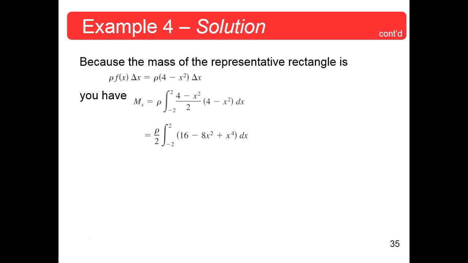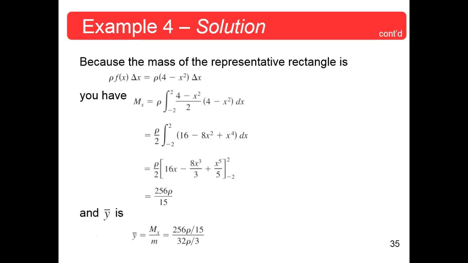See, there they pulled out the 2, and that's exactly what we did, and got exactly the same values. That gave us 256 rho over 15, and then divide that by 32 rho over 3, and you get 8/5, which is how far up we got.